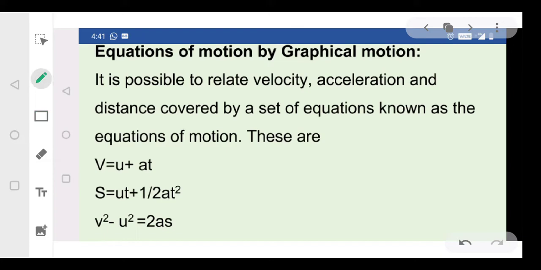These three equations are v is equal to u plus at, s is equal to ut plus half at square, v square minus u square is equal to 2as.